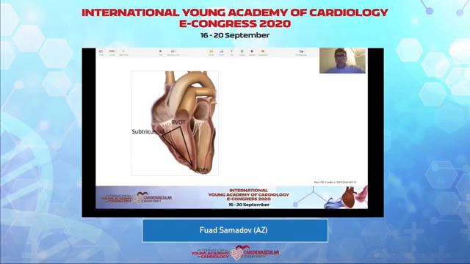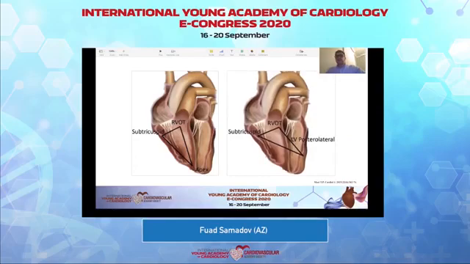Traditionally, the subtricuspid region, RVOT, and the RV apex were considered as the classic triangle of dysplasia, but recent studies have shown that the RV apex is involved in a more advanced stage of the disease, and the LV is more commonly involved than previously thought.